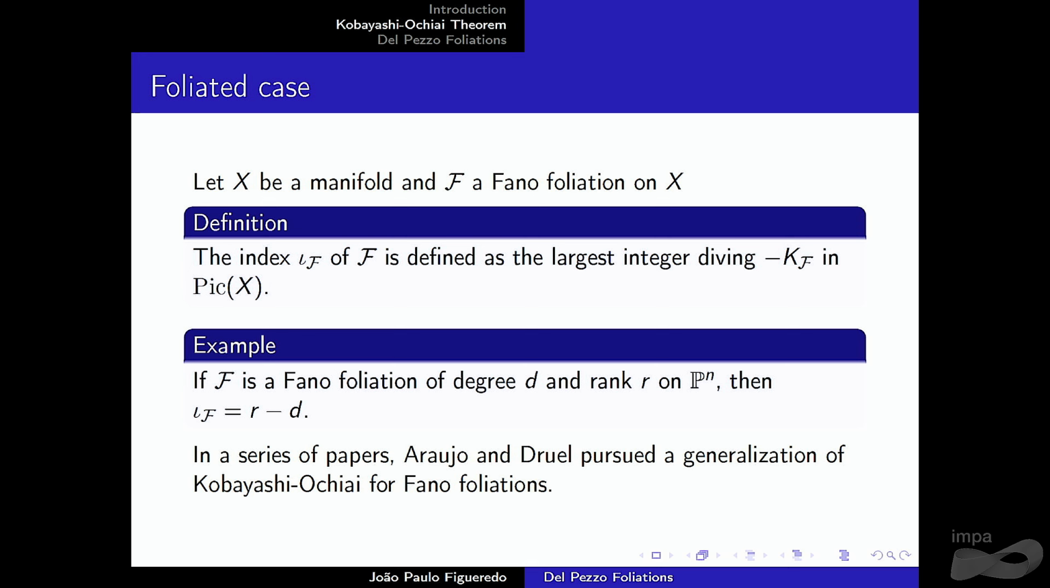So, in this context, it's natural to ask if you can find an upper bound for the index of Fano foliations in the same way that happens for the index of Fano manifolds in the classical case. And this was one of the goals in a series of papers by Carolina Araújo and Stéphane Druel. And they managed to show this result for Fano foliations. And this is what I'm going to say to you now.